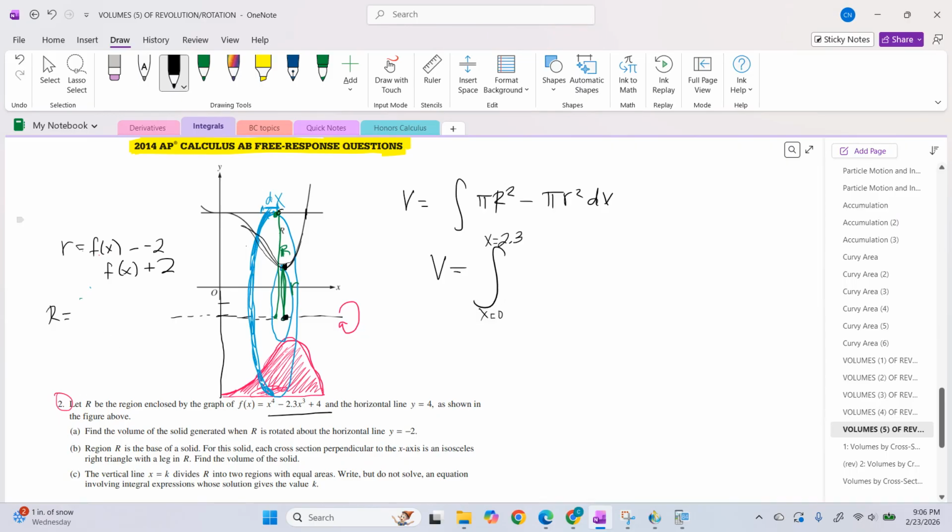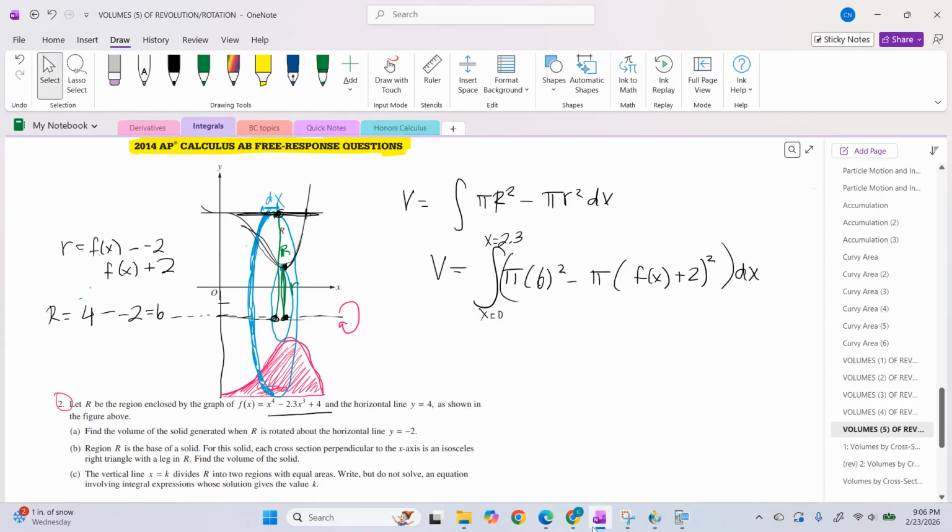Big R is this y value minus this y value. What's the y value here? The y value here is always 4. Okay, and then I'm going to do minus, what's the y value down here? Negative 2. So 4 minus negative 2 is 6. Okay, so I have pi big R squared minus pi, watch your parentheses here, little r squared, and that all should be in parentheses with dx.